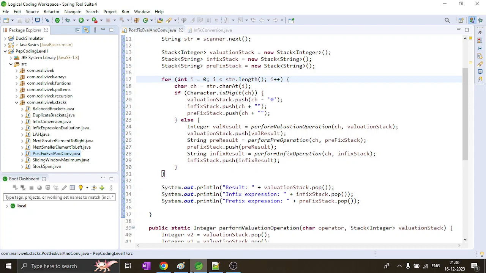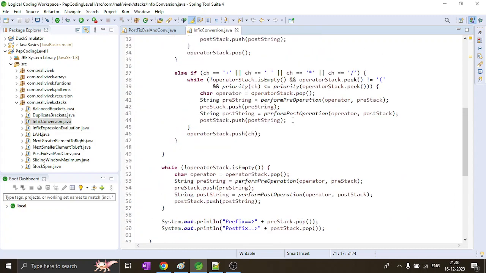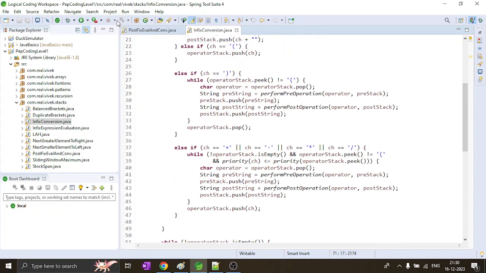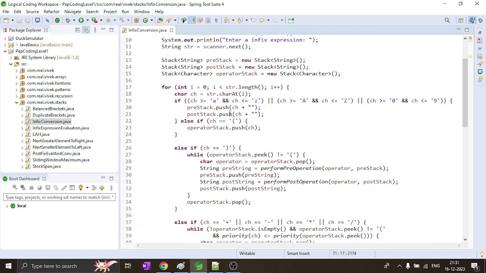In the last video of PepCoding Level 1 that we had made, we had solved this question: postfix evaluation and conversion. And before that we had solved this question, infix conversion. So let's discuss or kind of revise what we did in these questions.